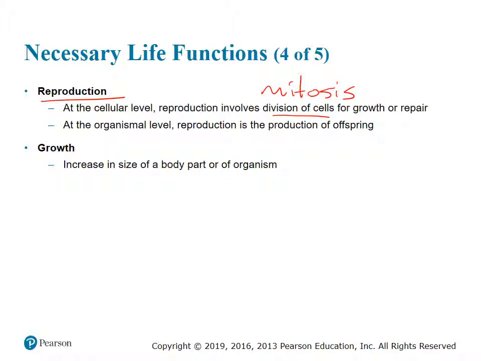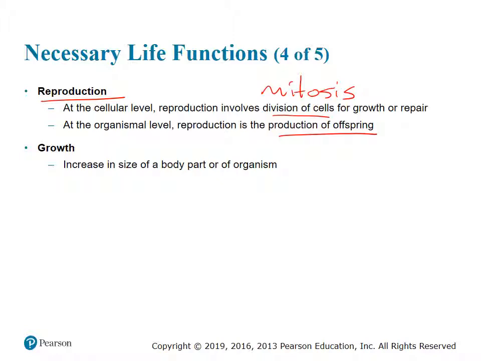Now, we can do this if we want to make more cells, which, depending on the body system or the tissue, can happen. Or we can do this for repair, right? If the cells get damaged and we need to grow new ones because the other ones are damaged, we can do this in that regard. In the large scale, in the organism level, producing offspring, right? Carrying on your DNA from one person to the next person.